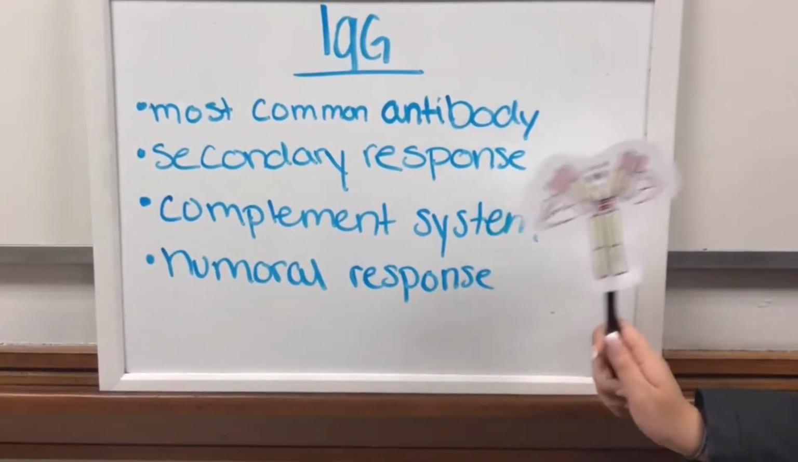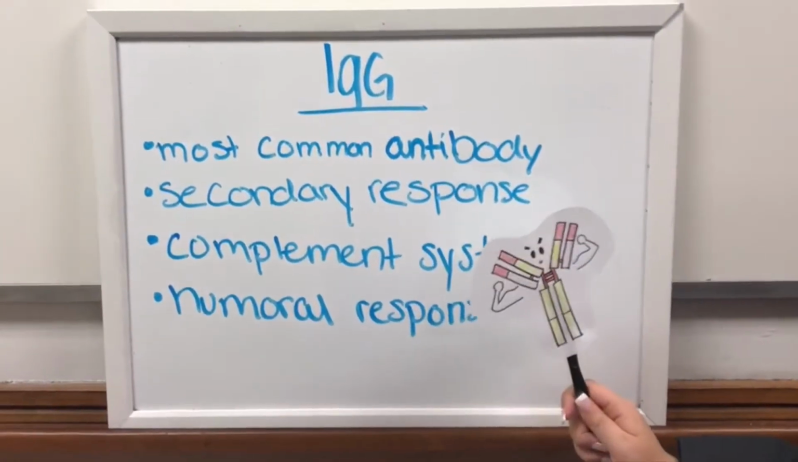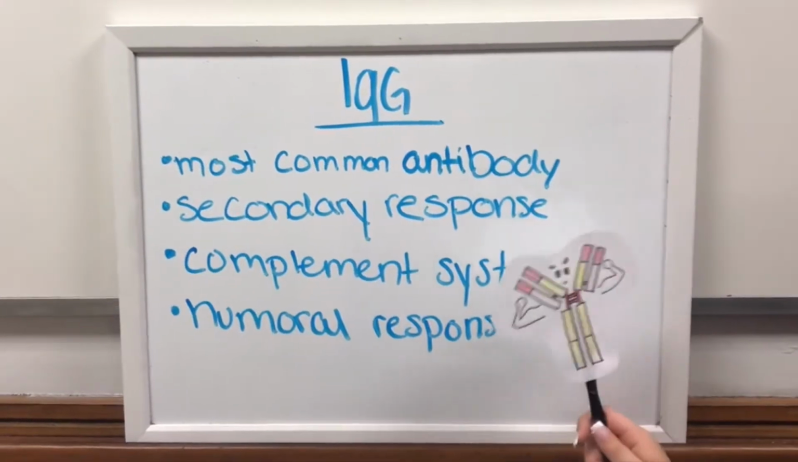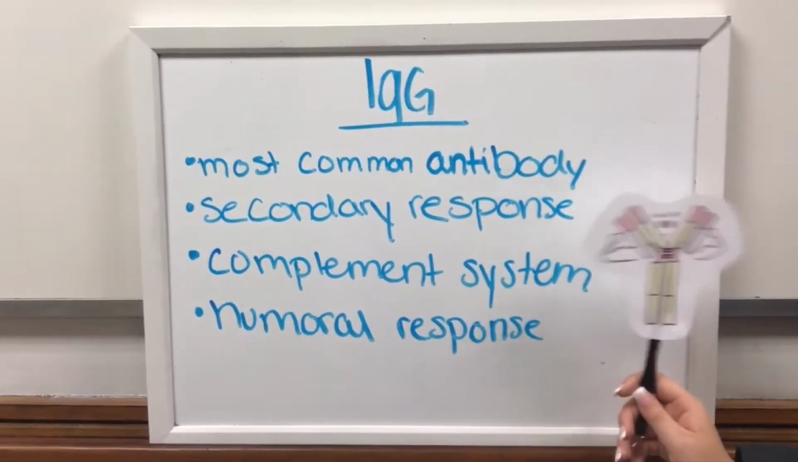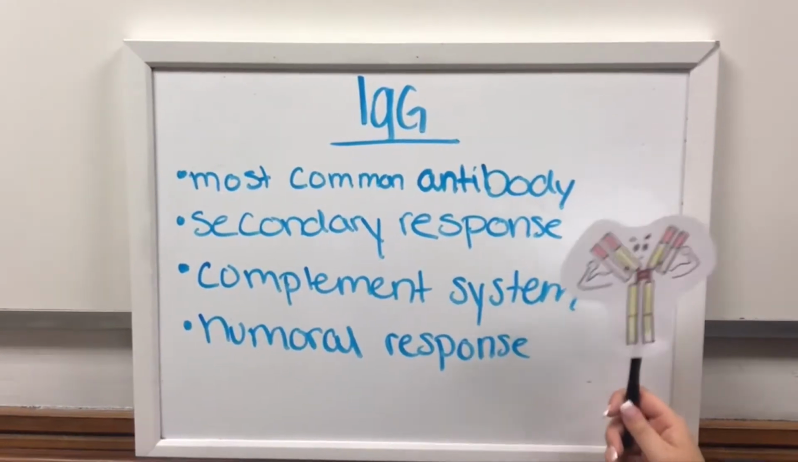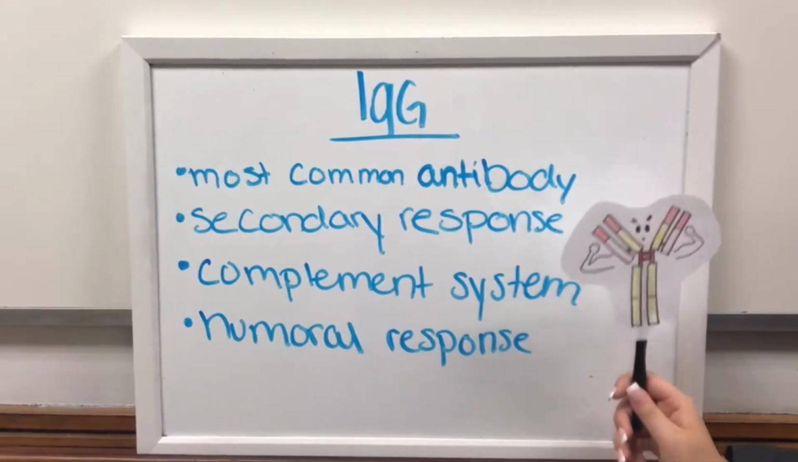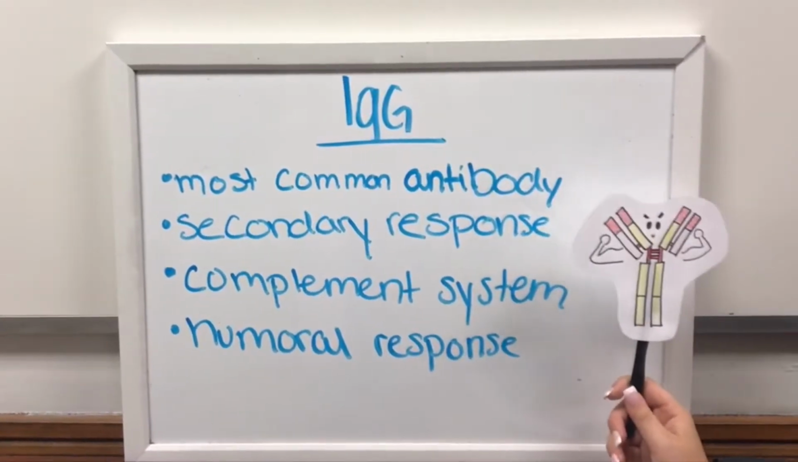Hi, I'm IgG, and I'm the most common antibody in serum. You can find me in blood, lymph fluid, cerebral spinal fluid, and peritoneal fluid. I'm part of the secondary response, so some things I do include activating the complement system and helping with humoral response. I'm also unique because I'm the only antibody that can cross the placenta. I tend to hang out for a while after an infection because I'm pretty popular.